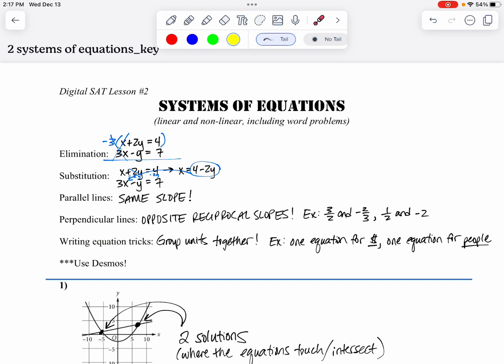And then when we're writing equations, I'll explain more about this when I get to an example. But you want to group your units together. So you'll have one equation as an example for all of your dollar amounts, and then one equation for all of your different numbers of people that you have. That's going to help you organize and write your equations correctly. Use Desmos. We will talk more about that as the semester goes on, okay?